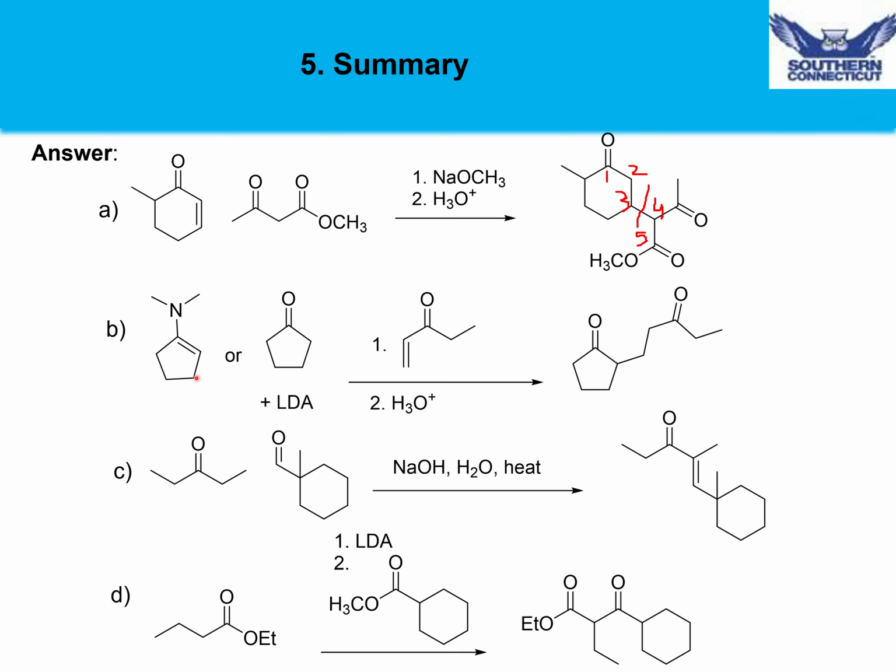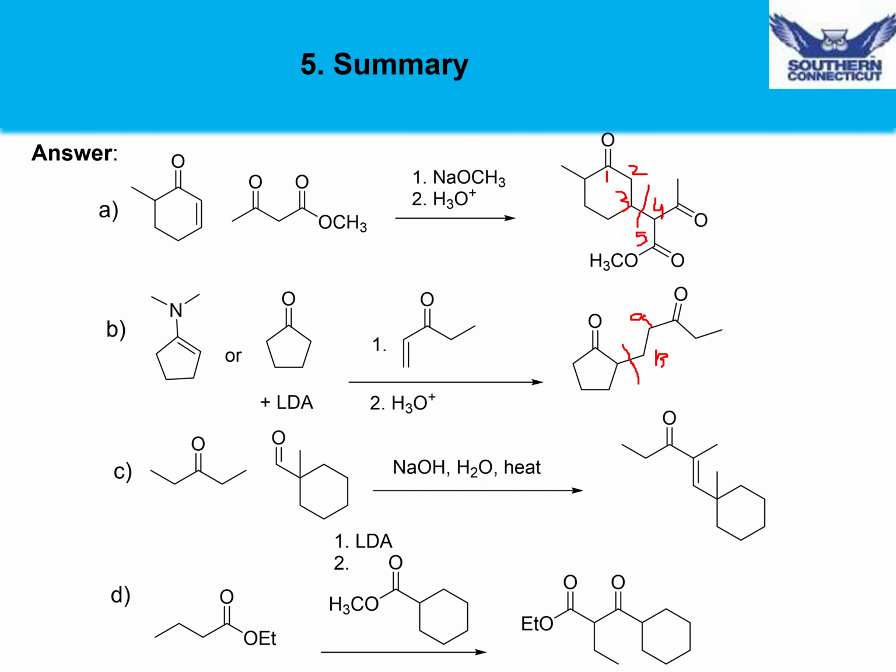In the next example, we're going to use either this enamine or this ketone with base to attack an alpha-beta unsaturated carbonyl and do a Michael reaction. So the enamine is nucleophilic at the alpha carbon. A ketone, if we add base, would remove a proton from this carbon, which would make that carbon nucleophilic. In either case, that carbon, either from the ketone or from the enamine, will attack this beta carbon, leading to the formation of this bond. This is the beta carbon of the Michael acceptor. This is the alpha carbon.